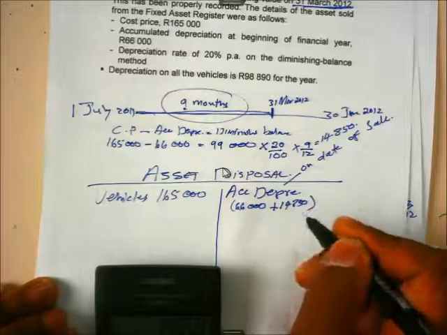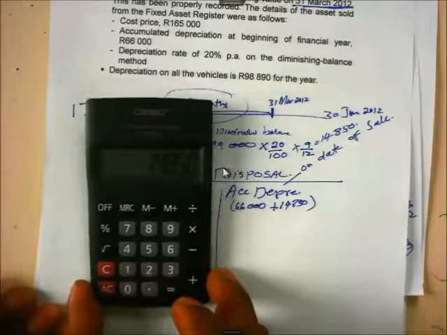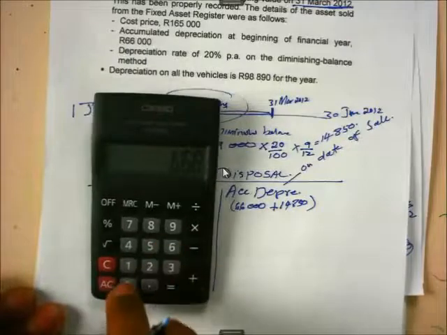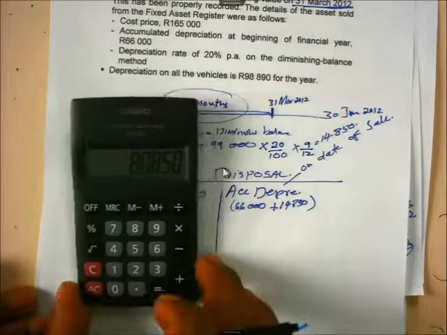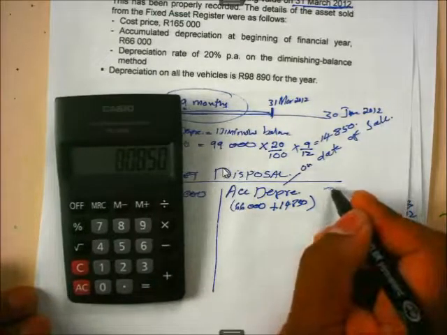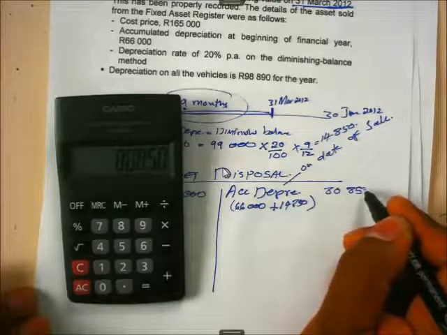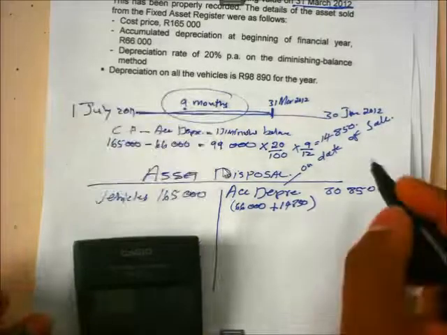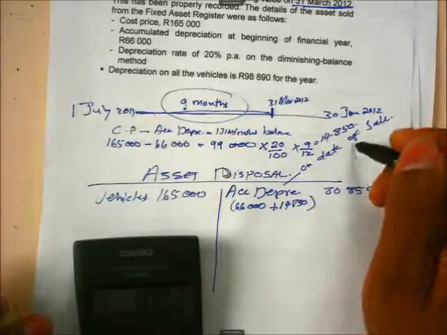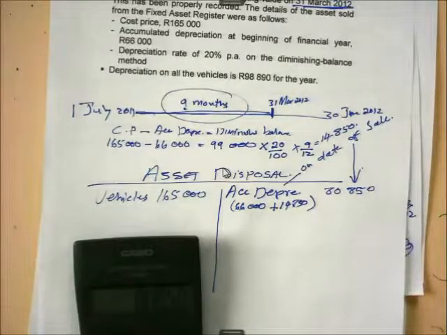Now we have our accumulated depreciation at the beginning of the year, plus the depreciation for the year on this asset that is being sold: 14,850 plus 66,000. It gives us accumulated depreciation of 80,850. That is our accumulated depreciation on the date of sale.